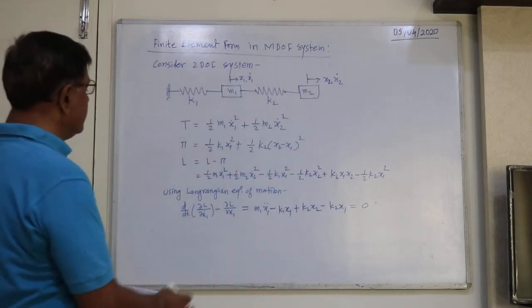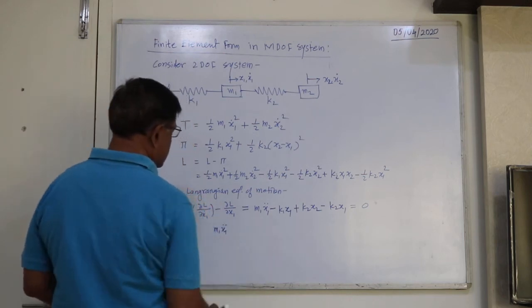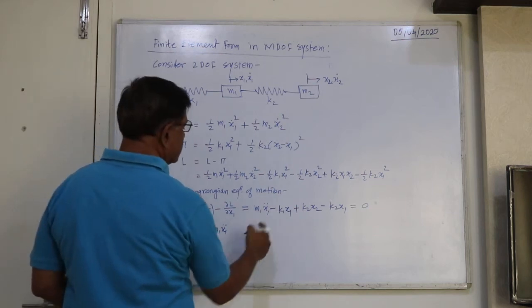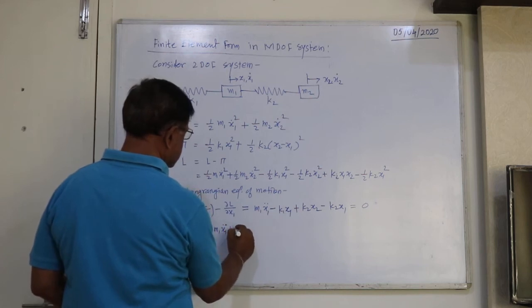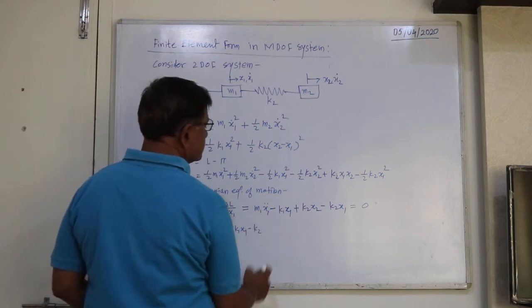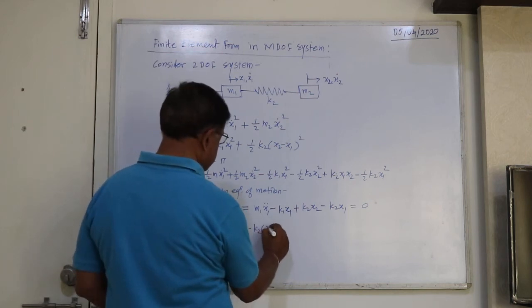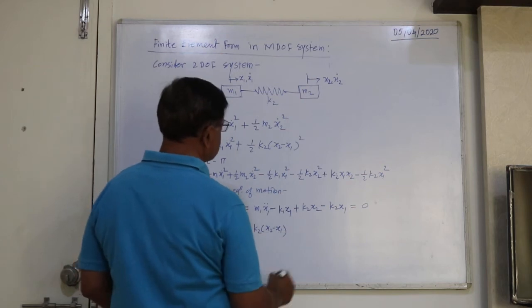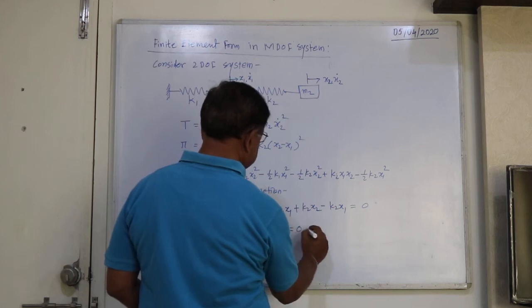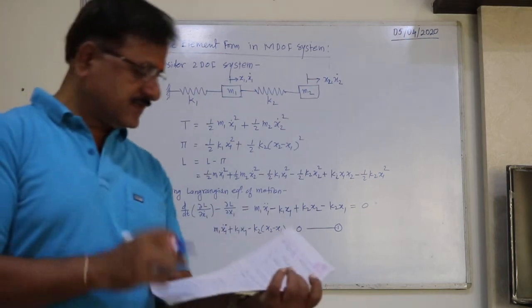That means this equation now becomes m1 x1 double dot plus k1 x1 minus k2 times (x2 minus x1) equal to 0. Say this is equation 1.